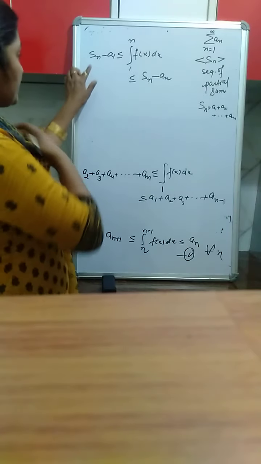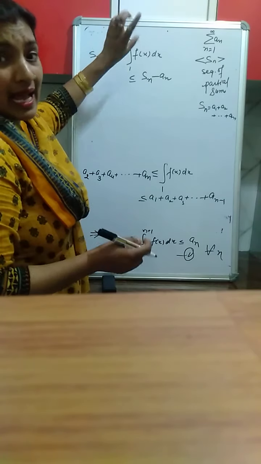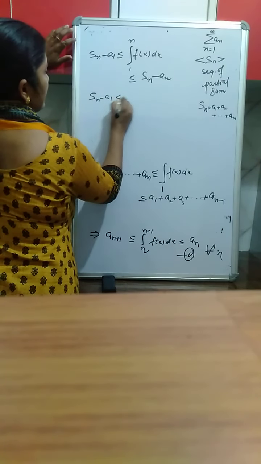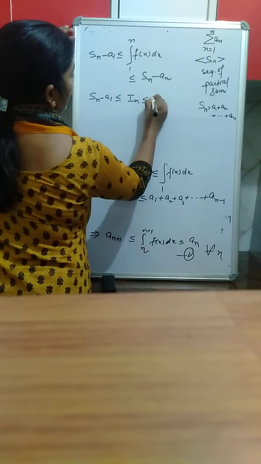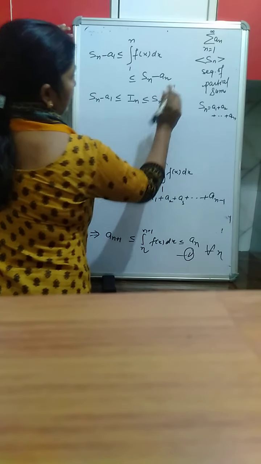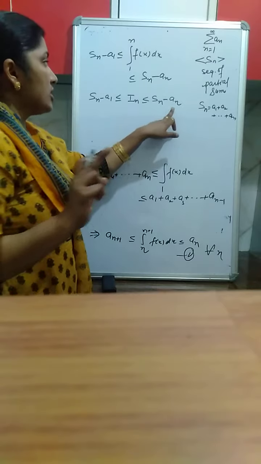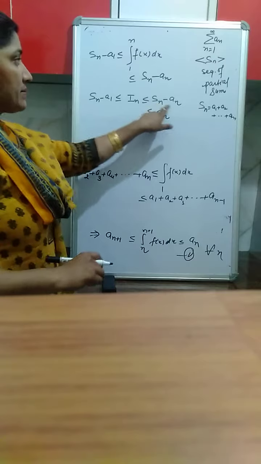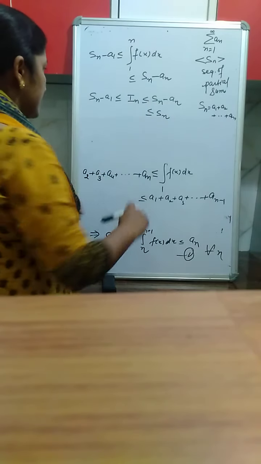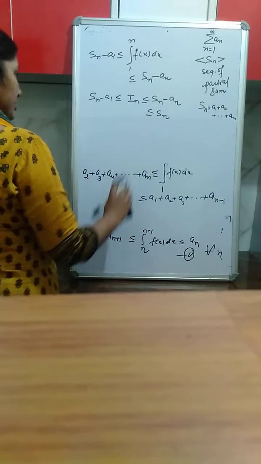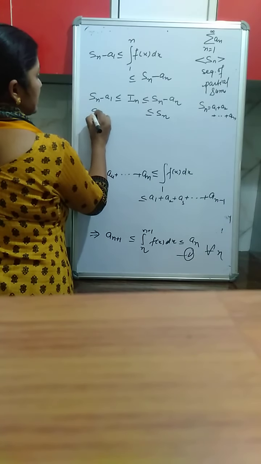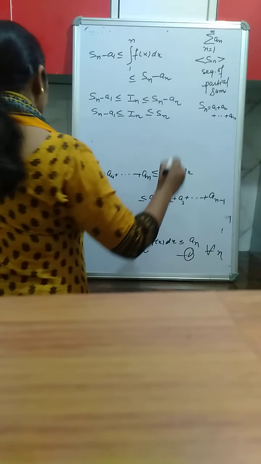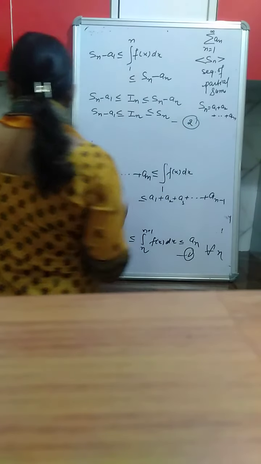Okay. Now this is as given in the statement. So Sn minus a1 is less than or equal to In, less than or equal to Sn minus an. And you know, as an is non-negative, Sn minus an is less than or equal to Sn. So we are considering the case Sn minus a1 less than or equal to In less than or equal to Sn. Suppose this is number 2.